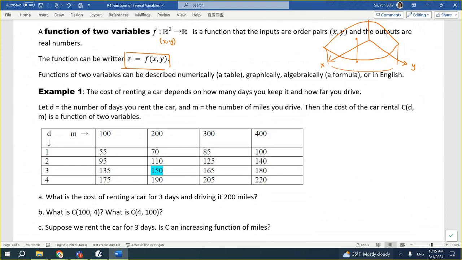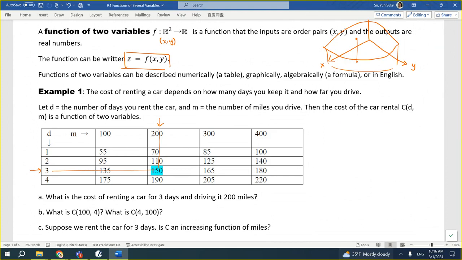Look at the table. You see, D is the days. It could be 1 day, 2 days, 3 days, 4 days. And M is the miles you drive, 100, 200, 300, 400. So this is the table. So what is the cost of renting a car for 3 days and driving it 200 miles? See? 3 days and 200 miles. And you get this number, $150.